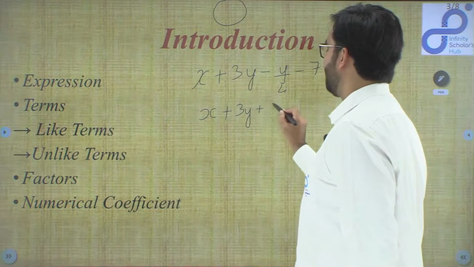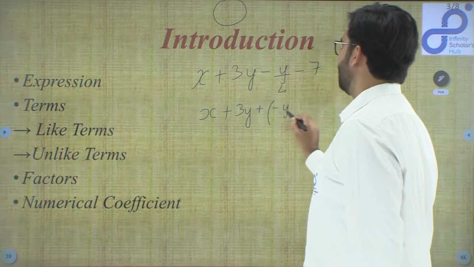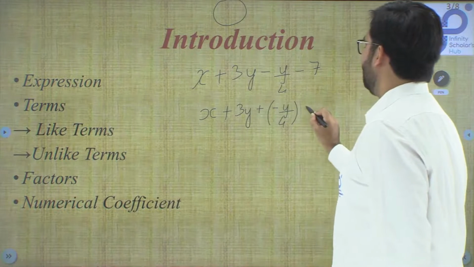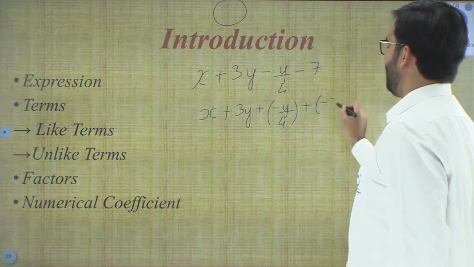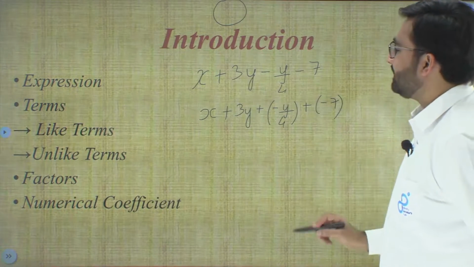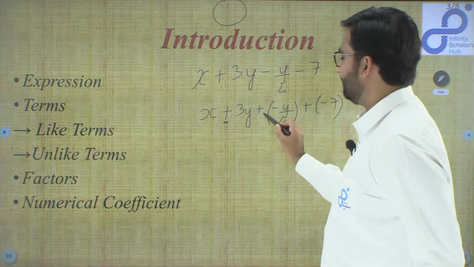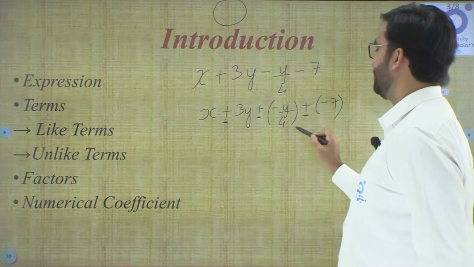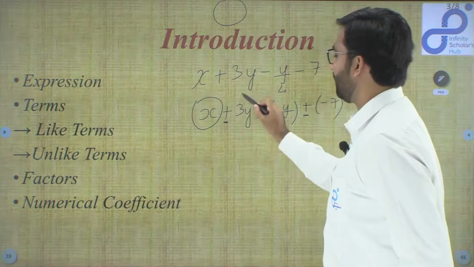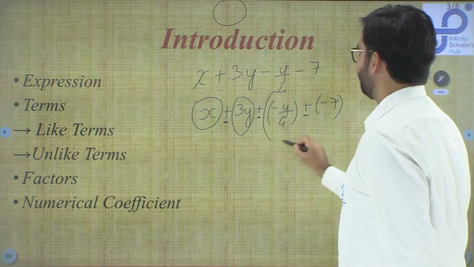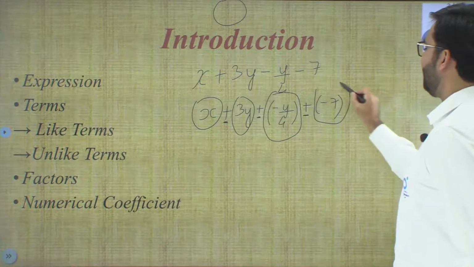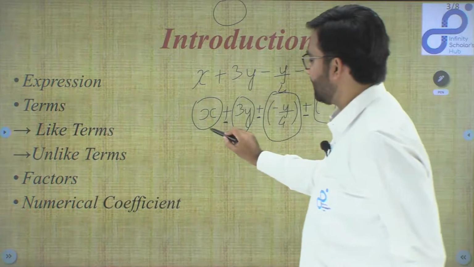I can write this as plus. Inside the bracket I will have minus y upon 4, and again plus, and this will be minus 7. So you can clearly see that we have added 3 addition signs over here. So that means these are what? These are terms. Now when you concentrate on a term, this is my first term.